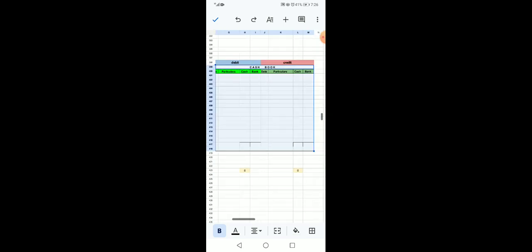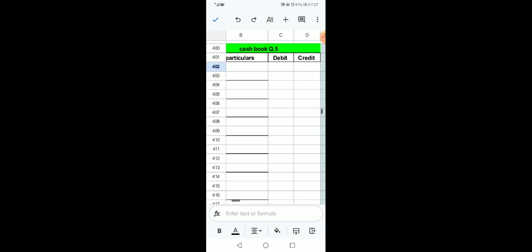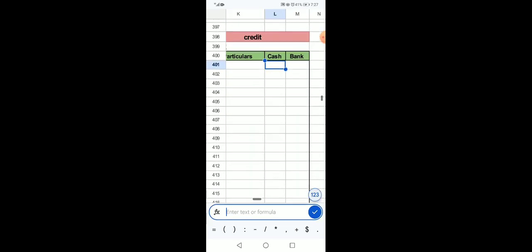Now the cash book shape you are already familiar with. There are two parts: the left side is debit, the right side is credit, and there are two columns on the debit side, cash and bank, and two columns on the credit side, cash and bank. The simple procedure is this: you will see your journal entry. If cash or bank is present and written on the debit side, you will post it on the debit side of the cash book. If cash or bank is present on the credit side, you will go to the credit side and post it there.